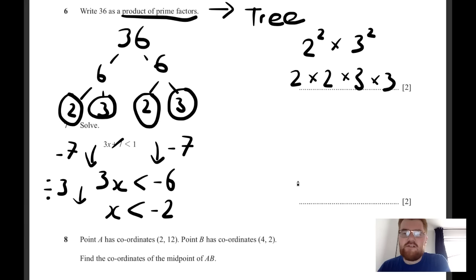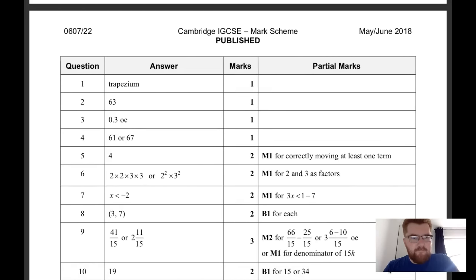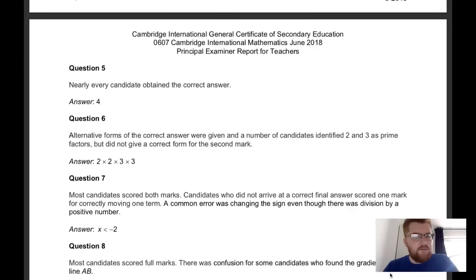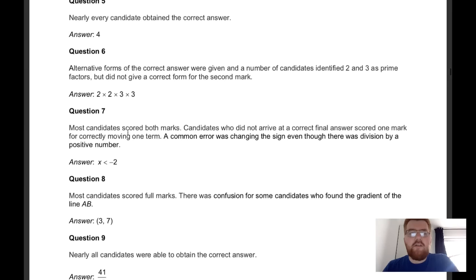So when you write your solution, make sure you put the inequality sign as well. x is less than minus 2. Even if you think of it like an equals, you must write this symbol right at the end. Okay, so x is less than minus 2. There we are. And let's see what they said on this part here.